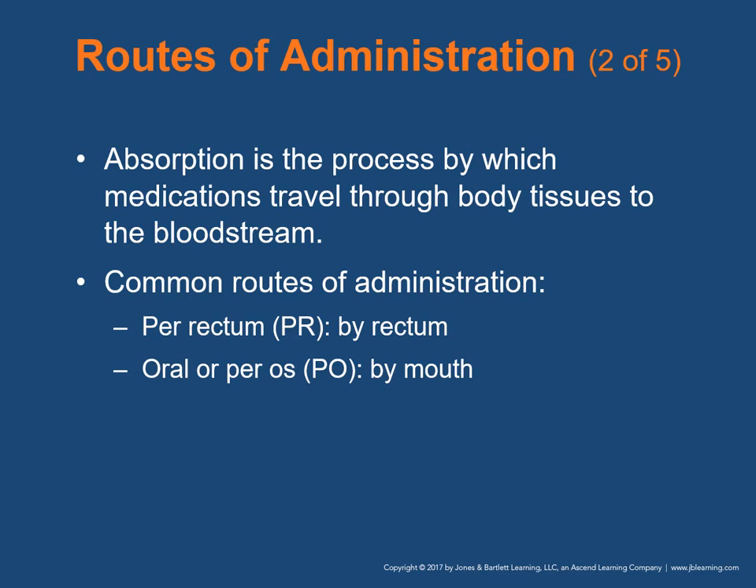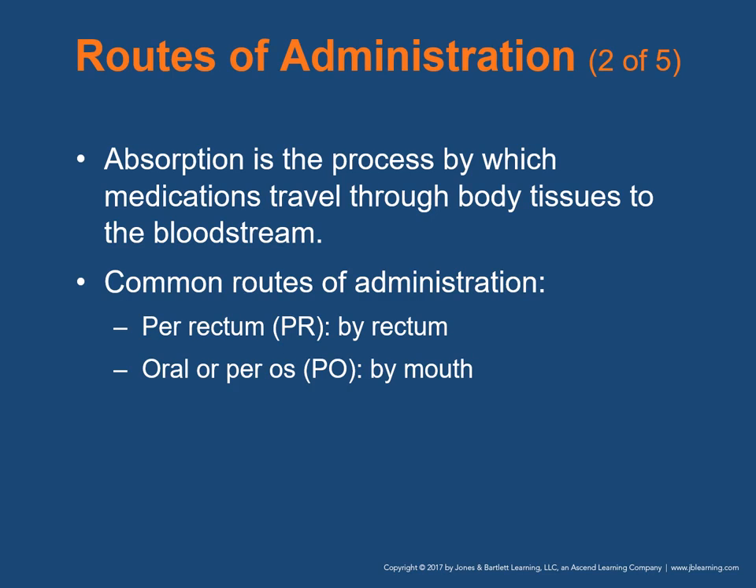Absorption is the process by which medications travel through body tissues to the bloodstream. Common routes of administration are PR, per rectum, which means by rectum. This is frequently used with children. It's easy to administer and provides reliable absorption. It's often used with medications for nausea and vomiting.